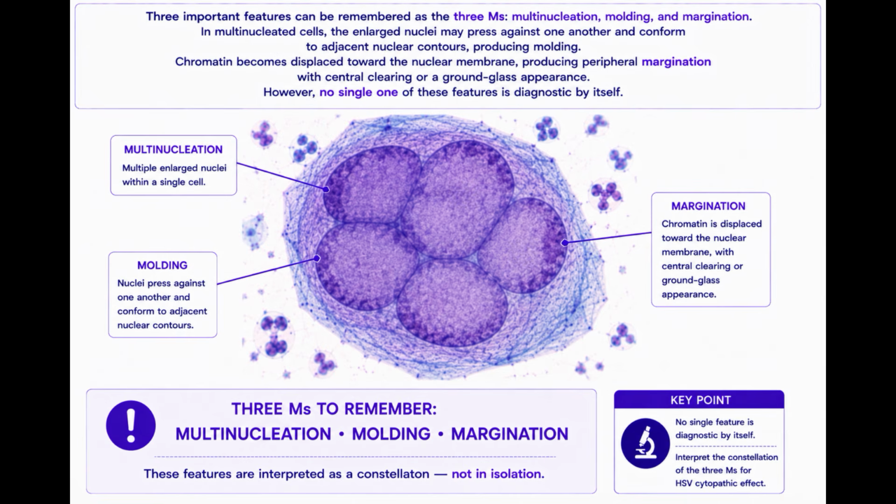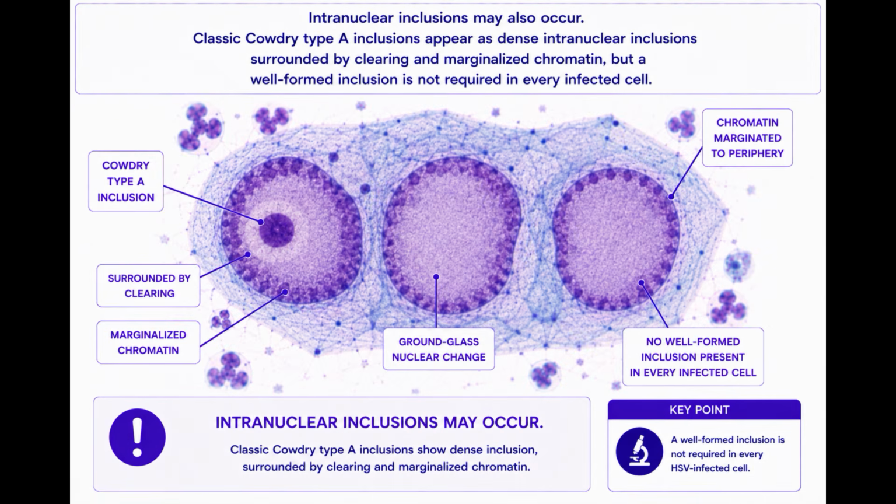In multinucleated cells, the enlarged nuclei may press against one another and conform to adjacent nuclear contours, producing molding. Chromatin becomes displaced toward the nuclear membrane, producing peripheral margination with central clearing or a ground glass appearance. However, no single one of these features is diagnostic by itself. Intranuclear inclusions may also occur. Classic Cowdry type A inclusions appear as dense intranuclear inclusions surrounded by clearing and marginalized chromatin, but a well-formed inclusion is not required in every infected cell.